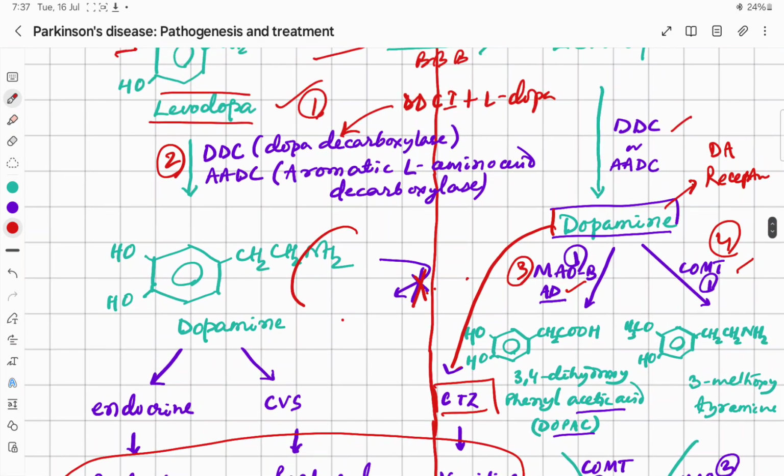Levodopa will be converted to dopamine both in the periphery and in the brain. So we have discussed the first two types of drugs. One is the precursor levodopa, second is levodopa plus a dopa decarboxylase inhibitor, third we can use an MAO-B inhibitor, and fourth we can use a COMT inhibitor. These third and fourth, the MAO-B inhibitor and COMT inhibitor, can also be used in combination with levodopa.